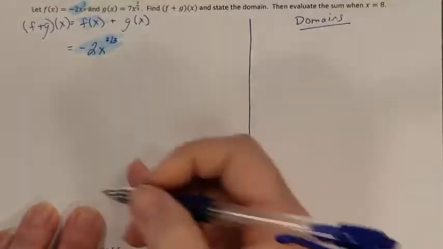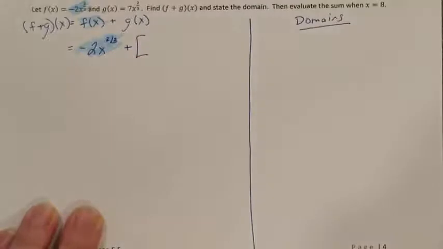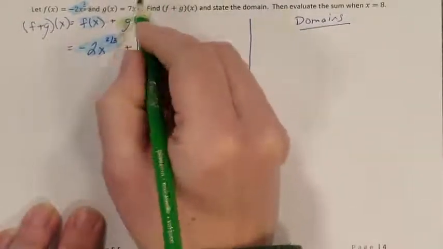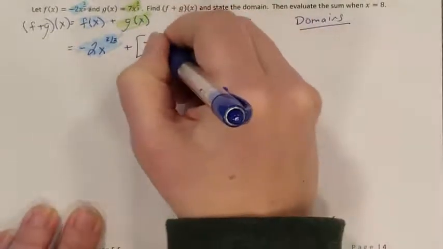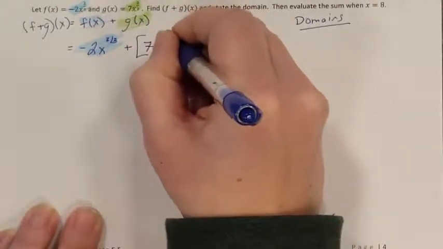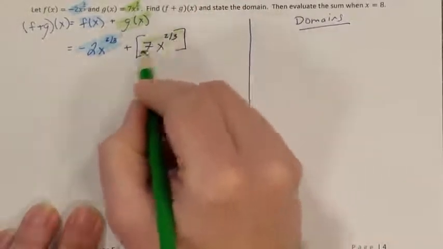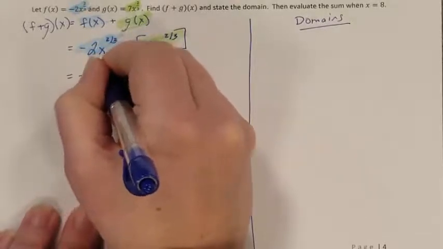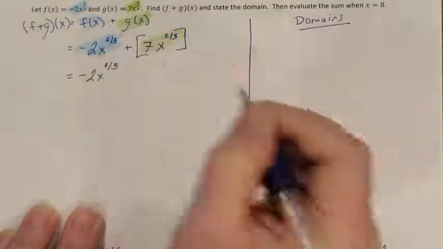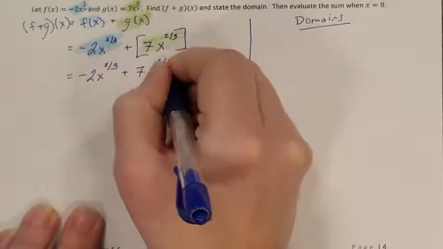And the rule is to add, so I'm adding the entire g rule. Where is my g rule? My g rule is right here. It is 7 plus the x to the 2/3. Sorry, the 7x to the 2/3. So here's my entire g rule. So what do I actually have? I started with a negative 2x to the 2/3. And now I'm adding this entire 7x to the 2/3.